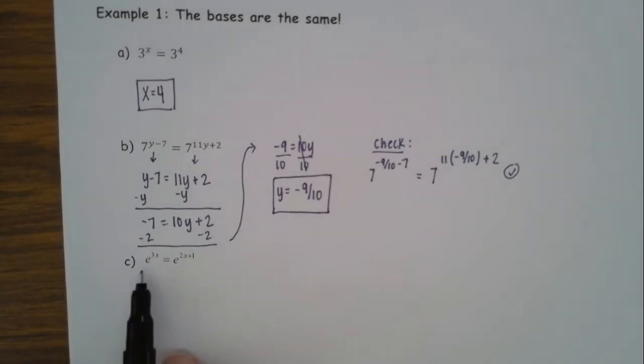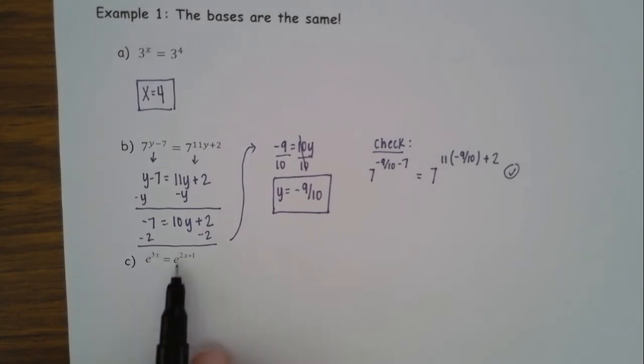And the last example is a little bit different just because our base is now not a numerical number that we're used to seeing. e is still a number. But now I have e to the 3x equal to e to the 2x plus 1. Again, it doesn't matter what our base is as long as our base on the left-hand side is the same as the base on the right-hand side, which it is. The bases are both e.